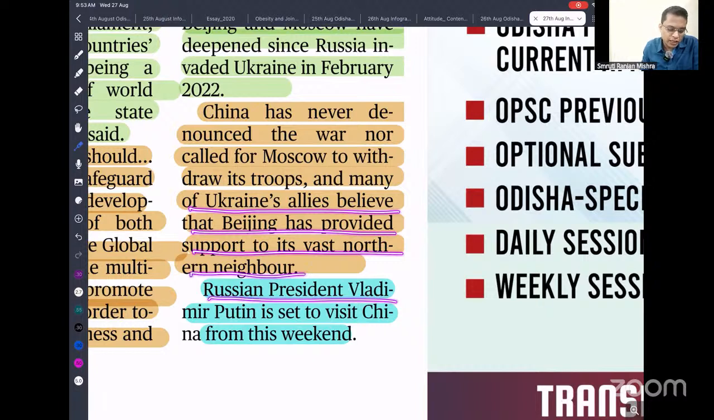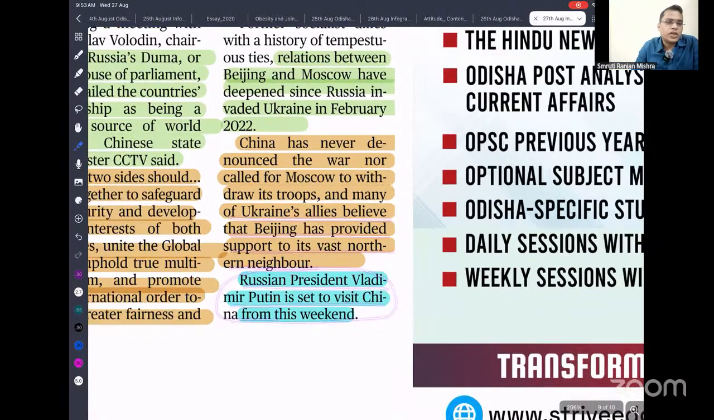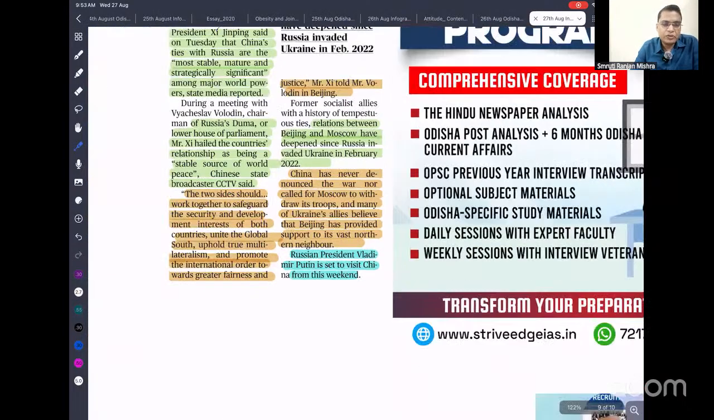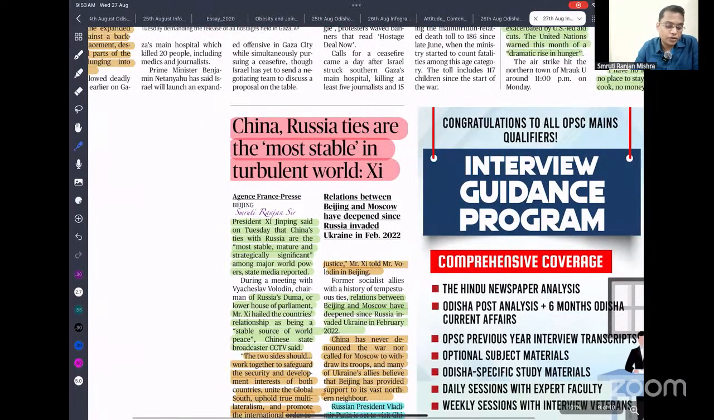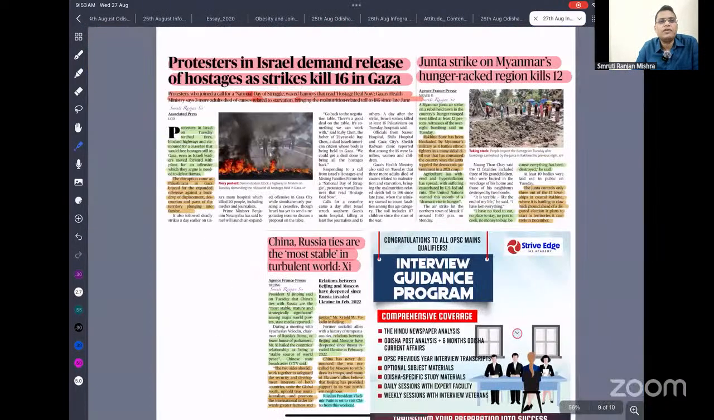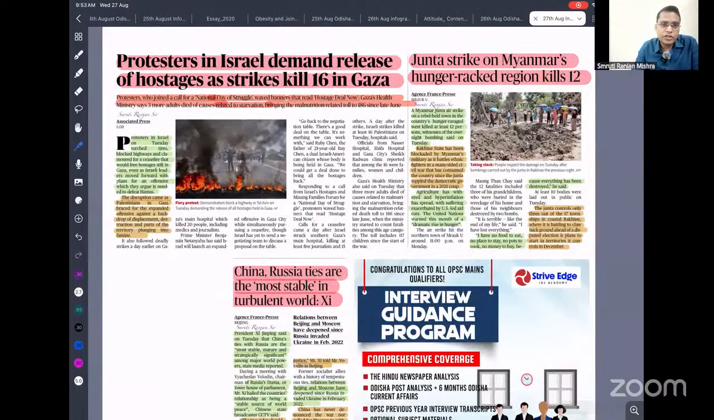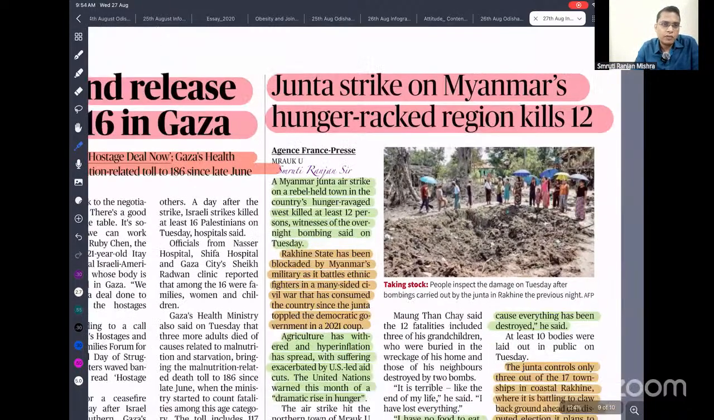So Russian President Vladimir Putin is set to visit China this weekend. That is what led to the improving relationship between Russia and China. That is a threat for India also, because we are depending on Russia for a number of issues. If there is a good relationship between them, we cannot rely on Russia to support us in case of conflict between India and China.